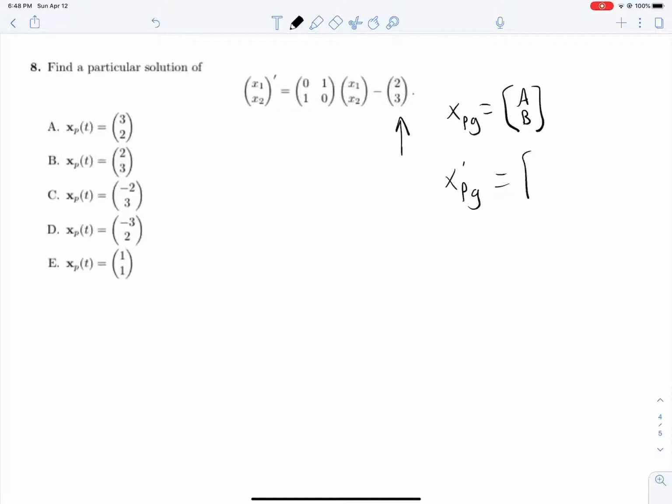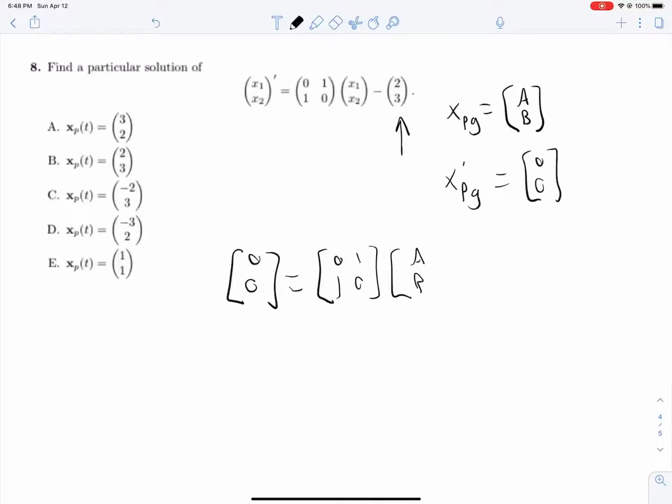The derivative of this is just 0, 0, and we can plug both of these in and get to solving. So 0, 0 is 0, 1, 1, 0 times a, b minus 2, 3. And before I expand things out, I'm going to move this 2, 3 over to this side, like that. Okay, we can rewrite this as 2 equals b and 3 equals a. Well, that works out really nicely, doesn't it?